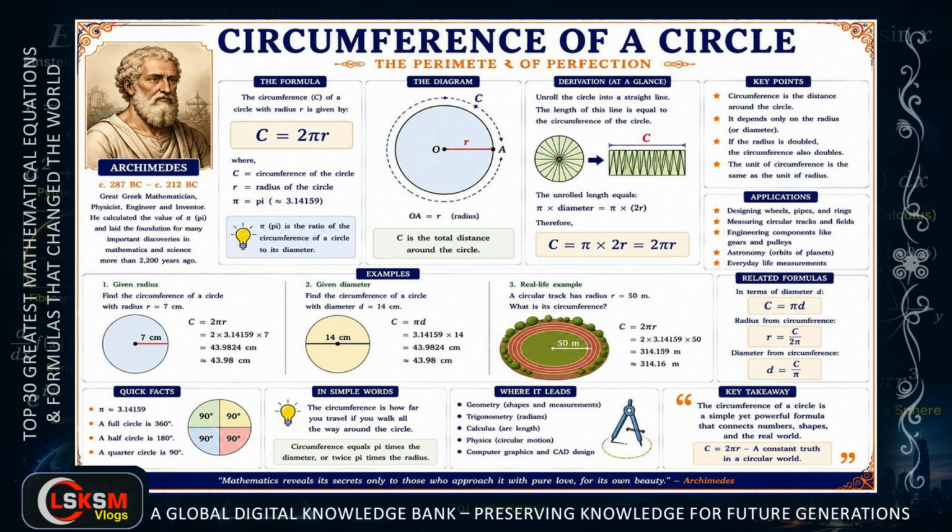Five. Circumference of a circle. Person: Archimedes, 287 BC to 212 BC. The circumference formula determines the distance around a circle using its radius or diameter. It is fundamental in geometry, engineering, and design.